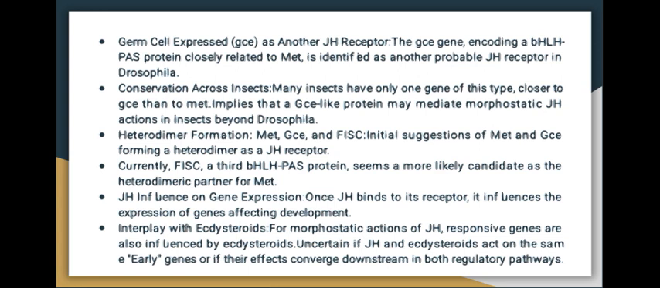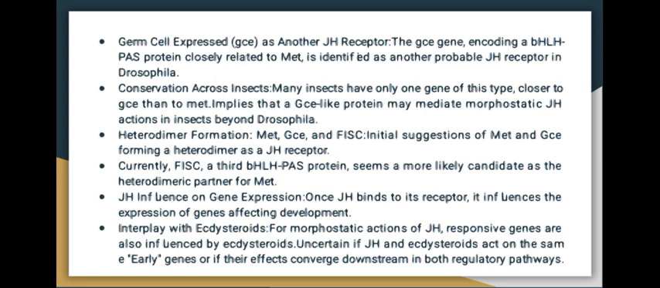Germ cell expressed as another JH receptor. The GCE gene encoding a bHLH-PAS protein closely related to MET is identified as another probable JH receptor in Drosophila. Conservation across insects. Many insects have only one gene of this type, closer to GCE than to MET. This implies that a GCE-like protein may mediate morphostatic JH actions in insects beyond Drosophila.